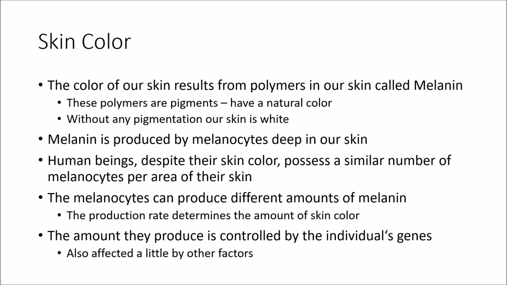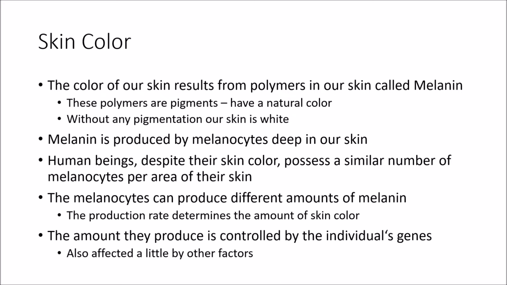So these melanocytes, based on your genes, can generate a different amount of melanin. So if they create a whole bunch of the brown melanin, then you get very dark brown skin. And if they don't produce any, then you get white skin. And they do a range of colors in between there. So the production rate of these melanocytes determines the amount of color you have in your skin. And it's only skin deep, as I said. And so the amount they produce is controlled by your genes, so the genes you got from your parents, really, and they got from their parents and going all the way back.